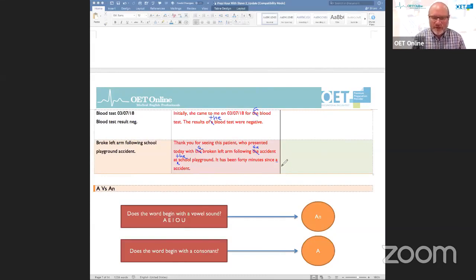It has been 40 minutes since. So we're going to say the school playground because it's a particular playground. It's the school one. And now we've mentioned accident before, so we're going to say since the accident. All right, so you can see, look at the potential. It's very tricky and you need to think about these things.